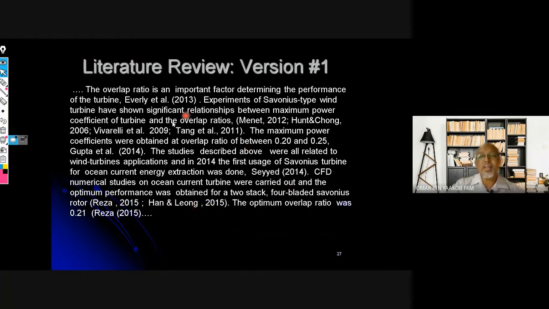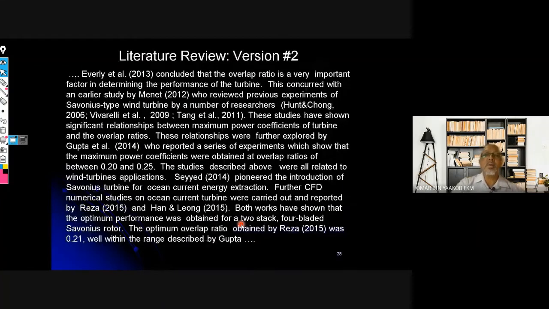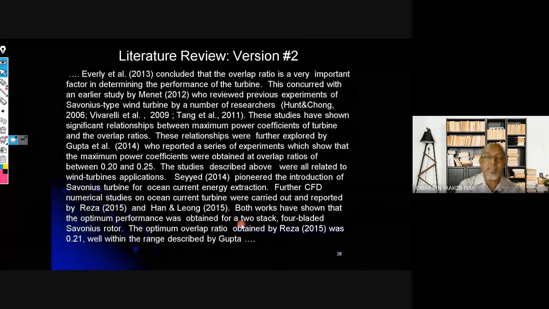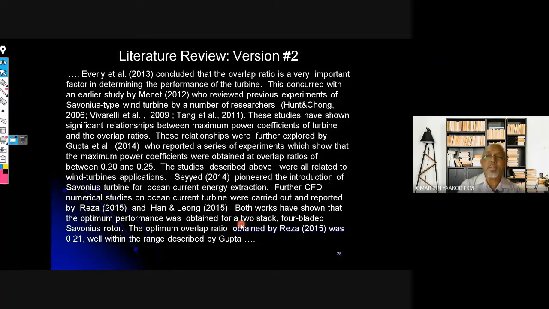So you see that we expect, when you write your literature review later in your second assignment and also in your final proposal, you are going to do this particular style of writing literature. It is a conversational style, an academic conversation style.